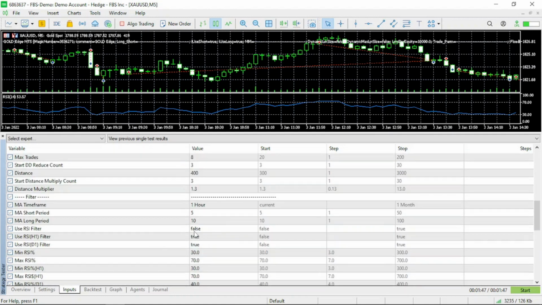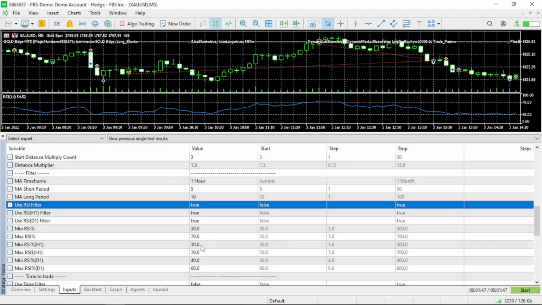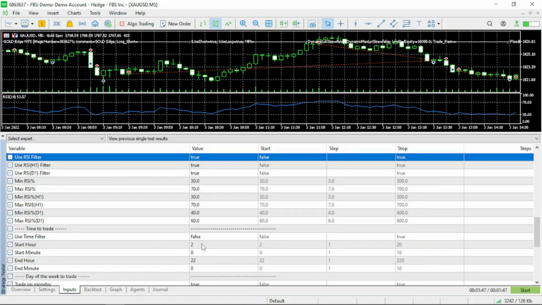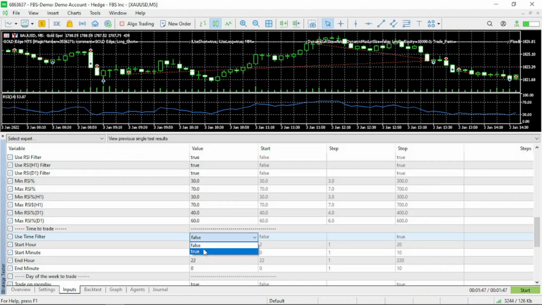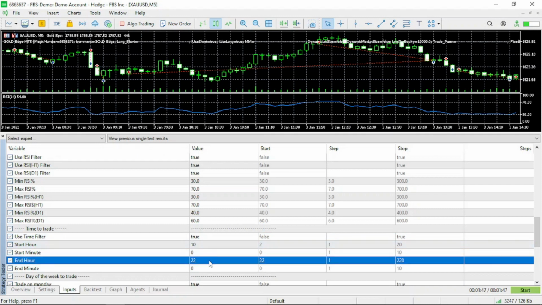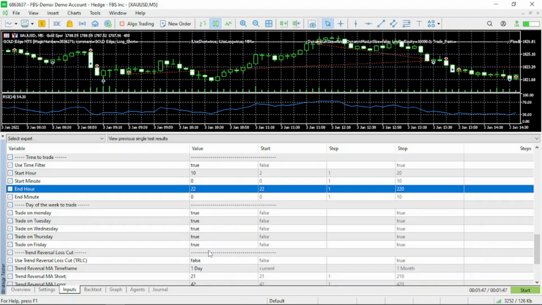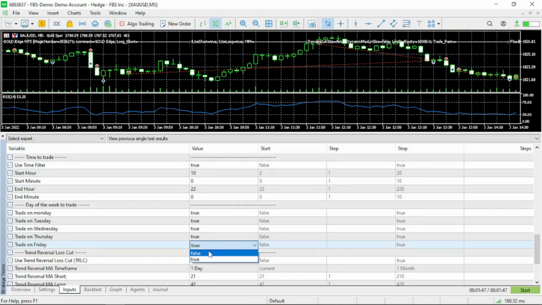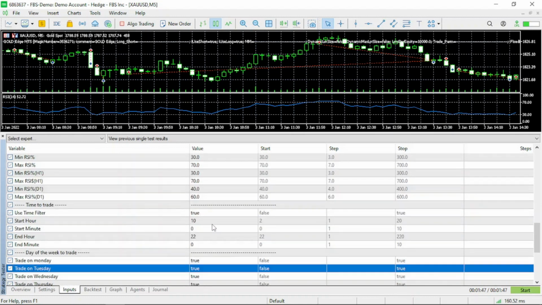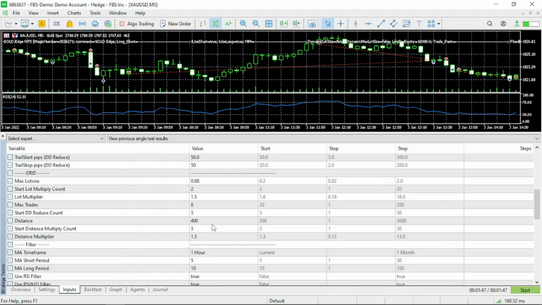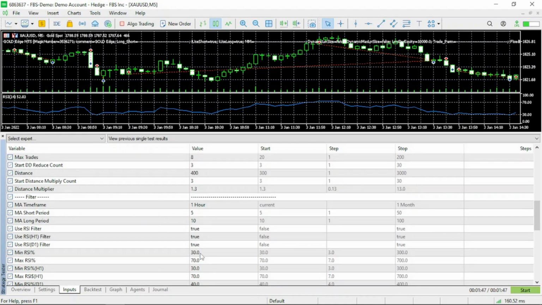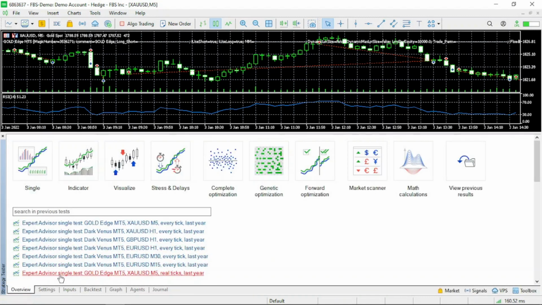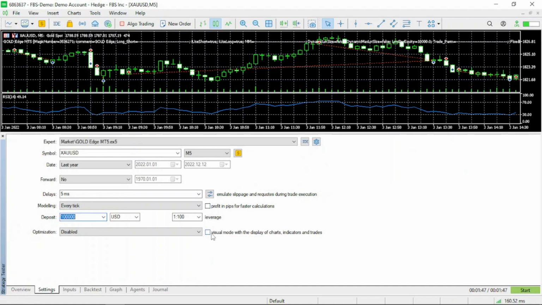Next, take a closer look at the multi-time frame RSI filter. Now the default is set to a minimum of 30 and 70, and for the daily 40 and 60. I am going to change the trading hours to capture the high volatility period during the New York session. However, I am going to disable Friday trading because I don't want to be stuck in a position over the weekend.